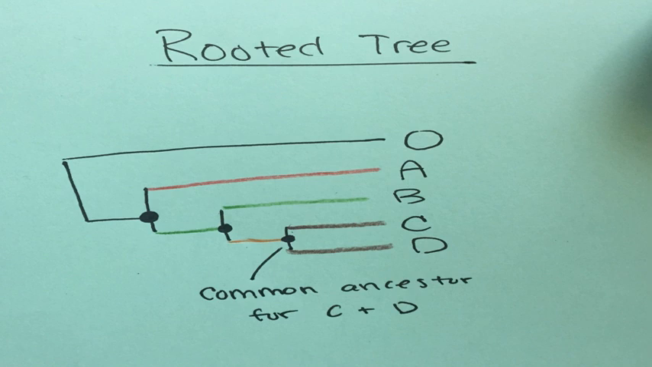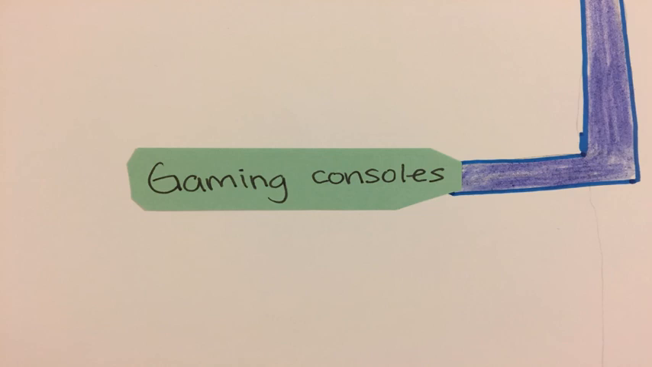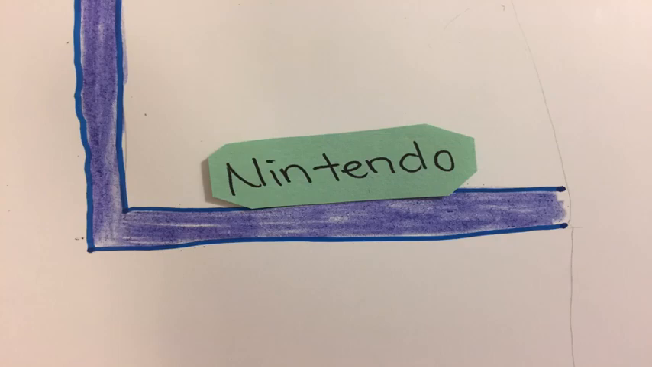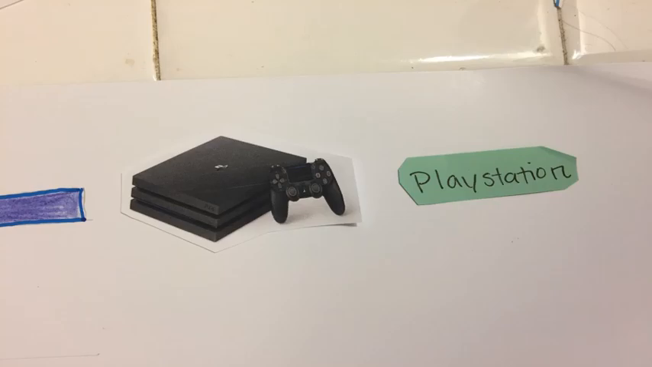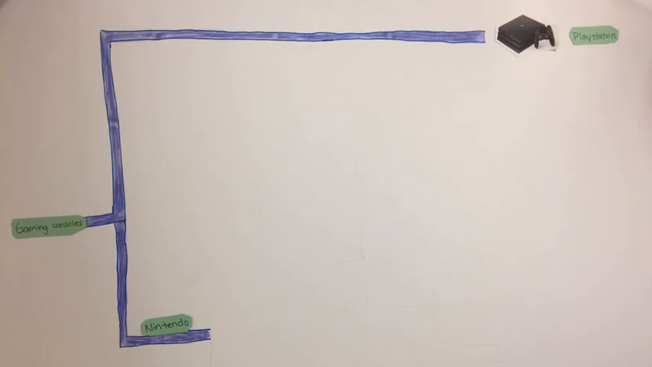Let's create our phylogenetic tree now. We will create a phylogenetic tree based off of game console, specifically Nintendo game consoles. Let's identify the outgroup. The outgroup will be a PlayStation because while it is a gaming console, it is not made by Nintendo. Here's what our tree looks like so far. Let's create a cladogenesis for Nintendo consoles now.